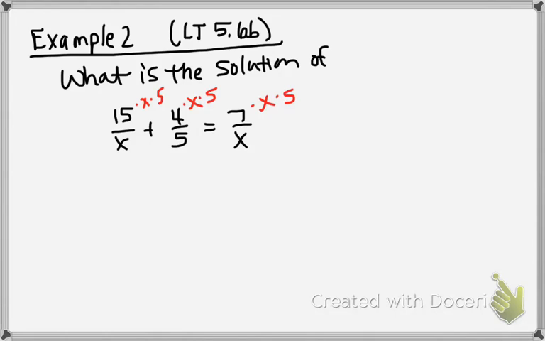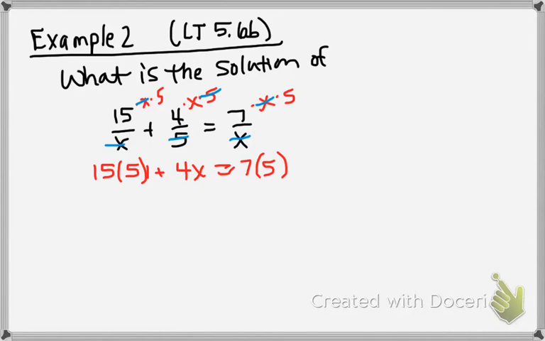So now that I've multiplied by everything that I have, I go ahead and cancel out those denominators. For the first term, the x is going to cancel. The second one, the 5 is going to cancel. And then the third one, the x is going to cancel again. So you see now that by doing this, I've canceled all the denominators. Then I write out the problem. I have 15 times 5 plus 4 times x equals 7 times 5.